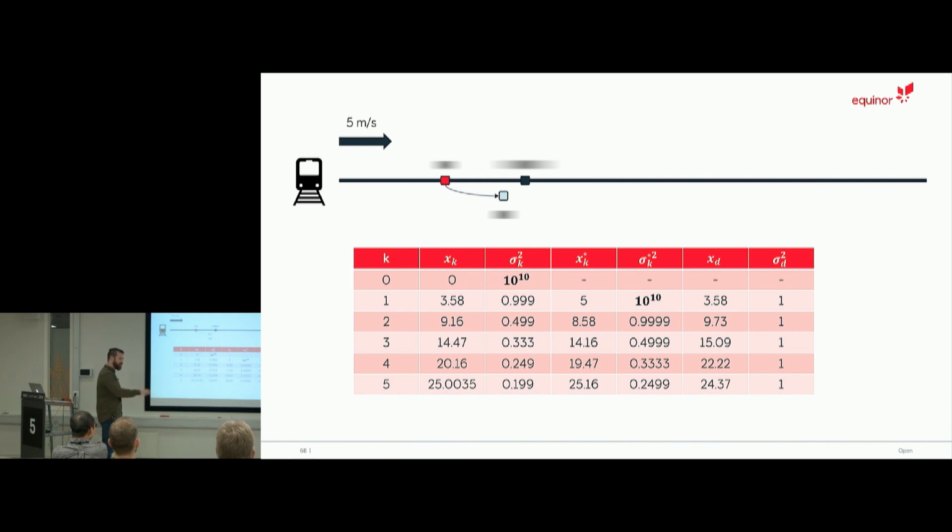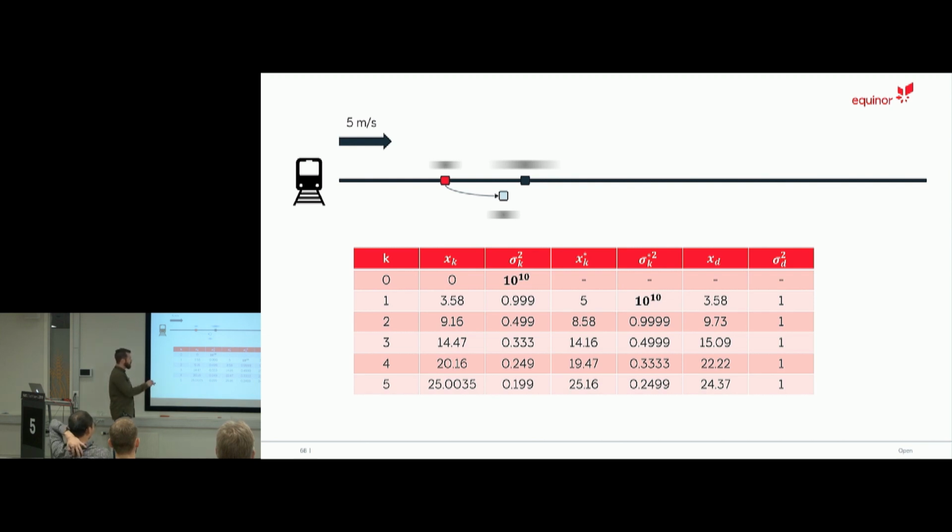Now, if we go all the way back to where we just neglected the speed of the train, and we were just looking at the observations that we made, then in this scenario, we would, after 5 seconds, believe that our train was at position 24.37 with a variance of 1. However, after applying the Kalman filter on all of our observations, we actually believe that the train is at position 25.0035. So that's a different answer, that's fine.